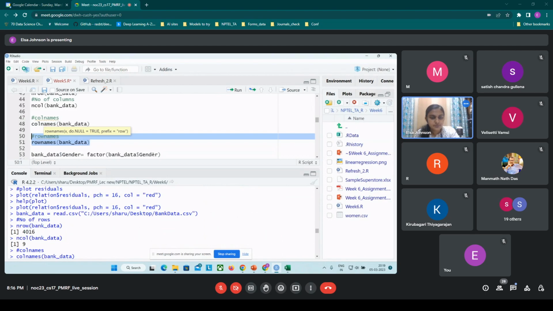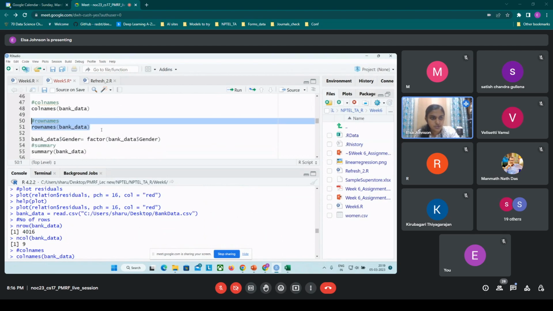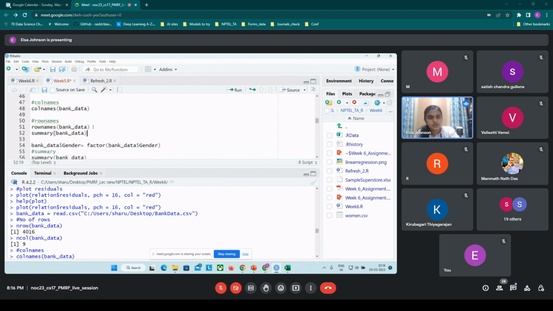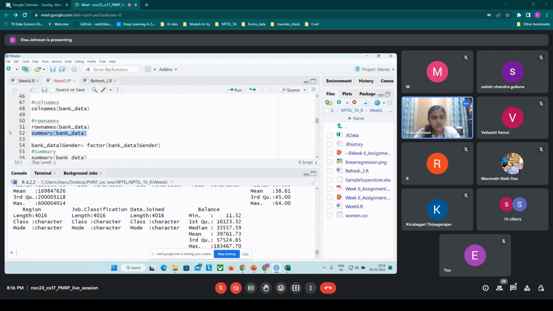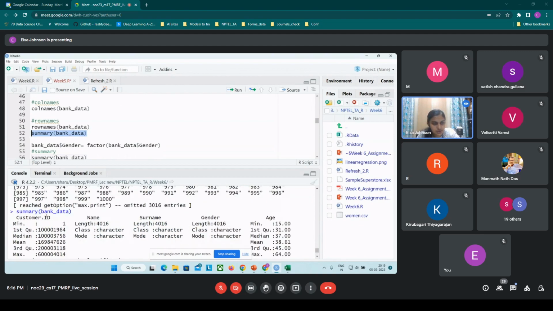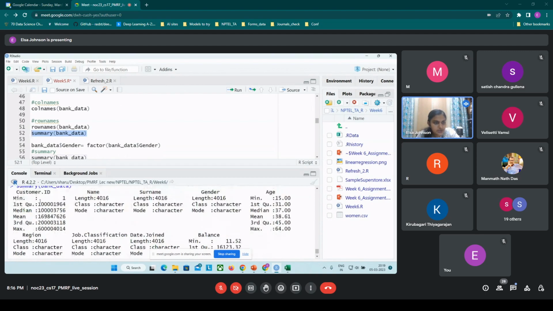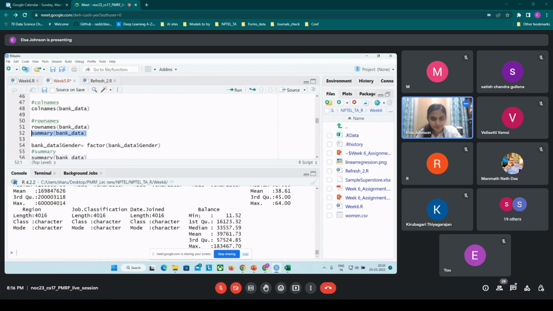Then we will do some things. Right now, if you just take a summary of the data at this level, you will get this. This is my customer ID; since it is a numerical value, it's coming like this. Then the name is a character, surname character, gender like this, age is a numerical value, balance is a numerical value, so everything is given. Then the others are again characters. Right now it's just shown as a character.